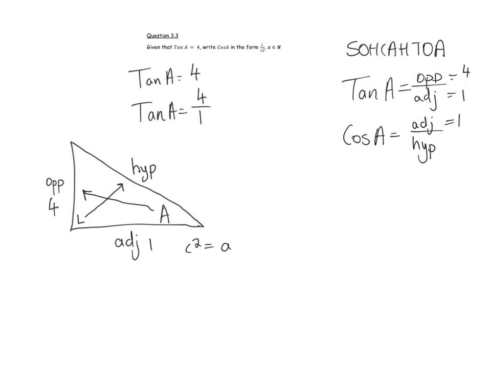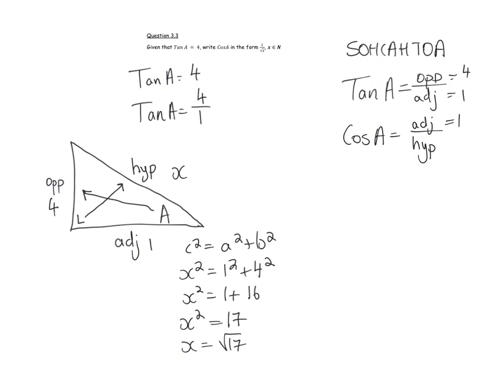So we have c squared is equal to a squared plus b squared. So c squared is the hypotenuse, which we don't know, which I might call x. So x squared is equal to 1 squared plus 4 squared. So we get x squared is equal to 1 plus 16. So x squared will be equal to 17. So x is going to be equal to the square root of 17. So we're trying to get what cos of A is. We know that the adjacent is 1 and the hypotenuse is square root 17. So our answer for this one then is 1 over square root 17.